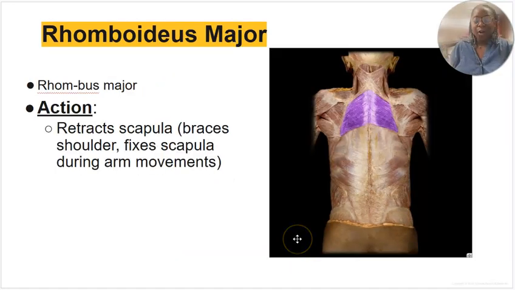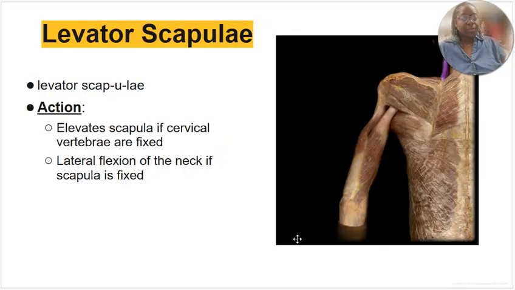All right, so now rhomboid major. This one is going to be retracting the scapula as well, right? So once again, that's sliding backward, moving, as well as bracing the shoulder, all of the steps that go into retracting the scapula. Next up, we have the levator scapulae.